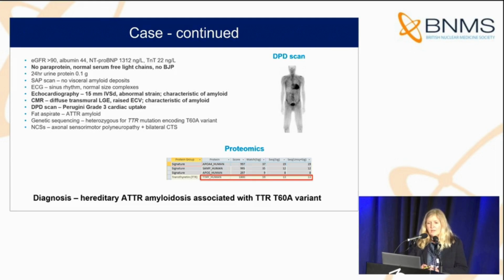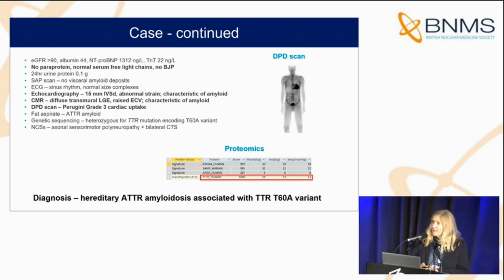His CMR had shown typical changes associated with cardiac amyloidosis, with diffuse transmural late gadolinium enhancement and raised ECV, and was characteristic of amyloid too. He went on to have a DPD scan, and you can see that here. I think we can see clearly that this is grade 3 uptake. We can't see the long bones. And he also had a fat aspirate, which showed ATTR amyloid.